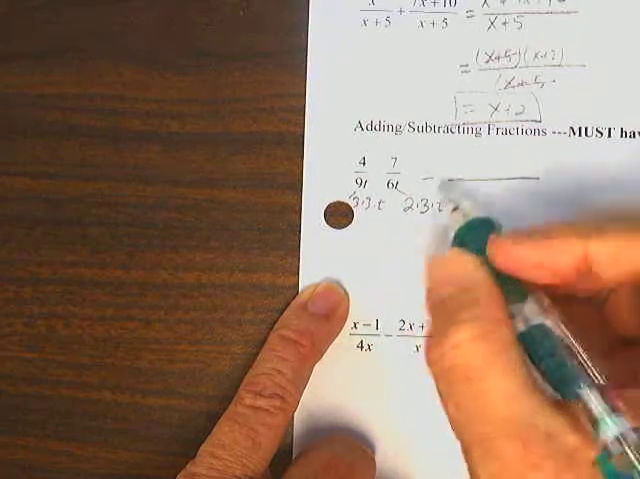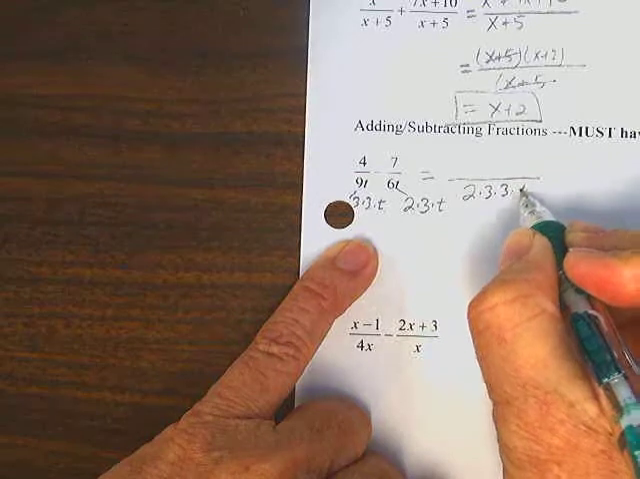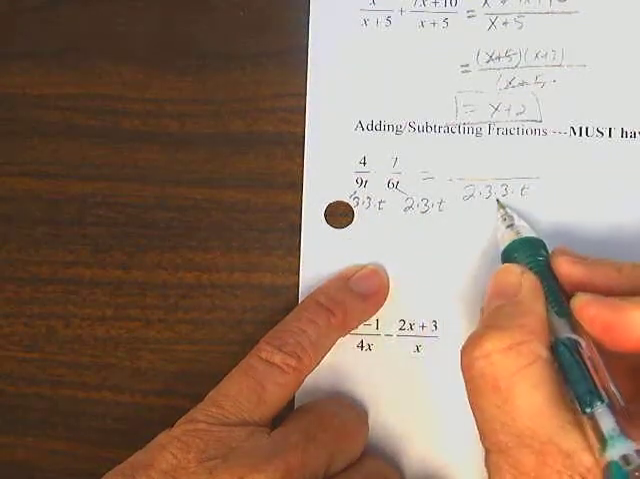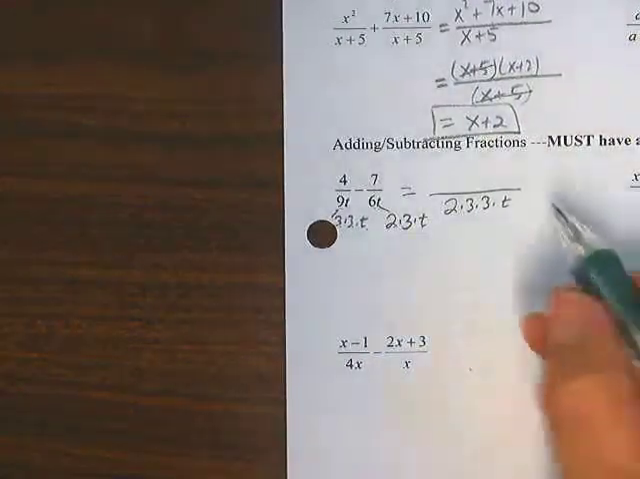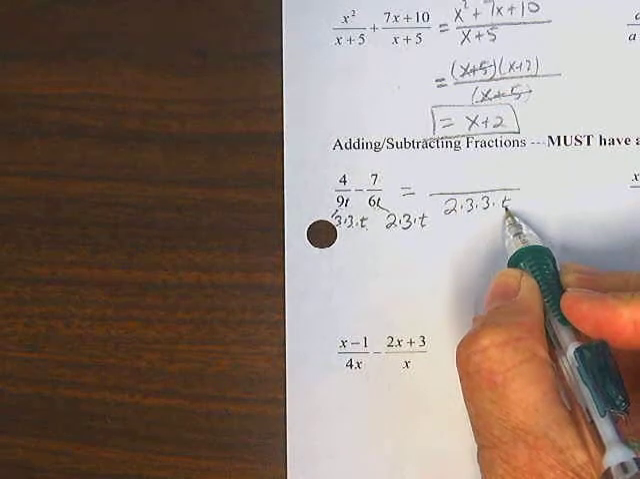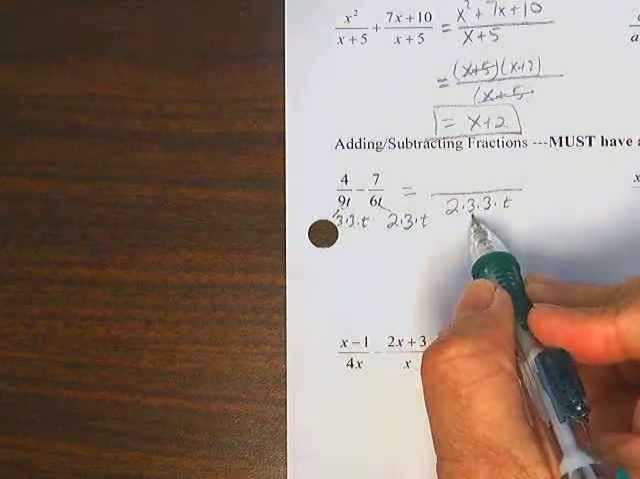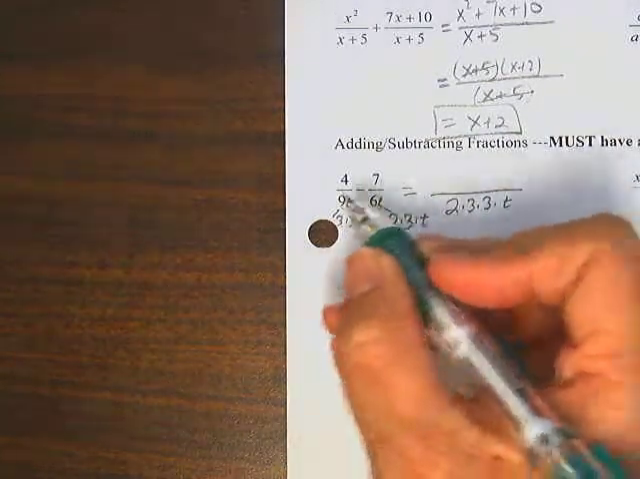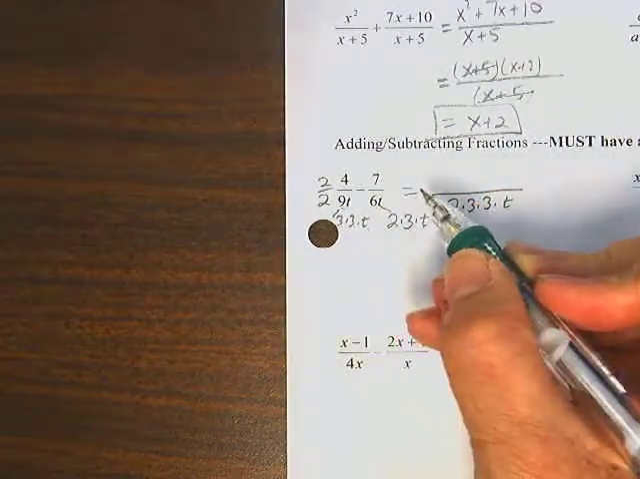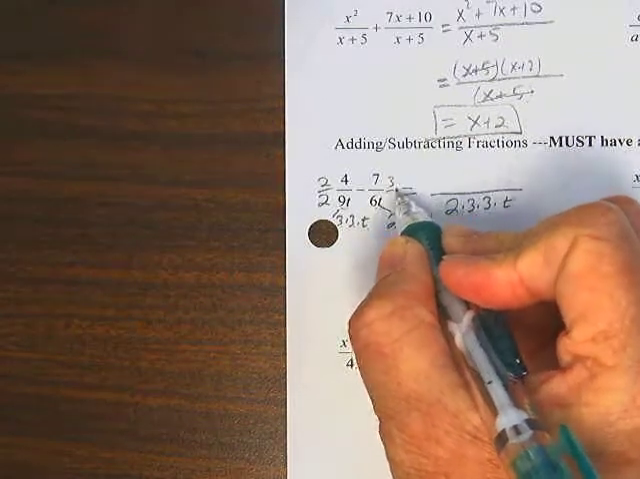I don't have a 2 yet in the denominator, so the denominator is going to be 2 times 3 times 3 times t from the beginning. Now, this 3 and this t are already in my common denominator. So my common denominator is 2 times 3 is 6 times 3 is 18t. Now, what do I have to multiply 9t by to get 18t? So this needs to be multiplied by 2 over 2. Our second fraction, our 7 over 6t, needs to be multiplied by 3 over 3.